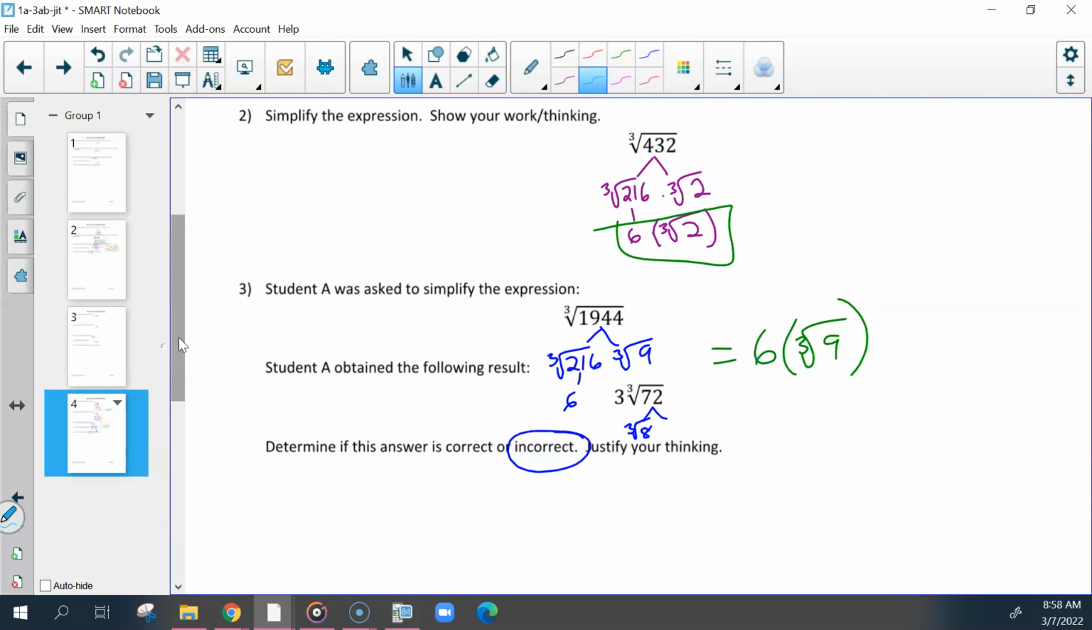You can also tell that this is not the final answer because I can break down 72 more to 8 and 9, and 8 is a perfect cube. So that is not as simplified as possible. Question on number 3.